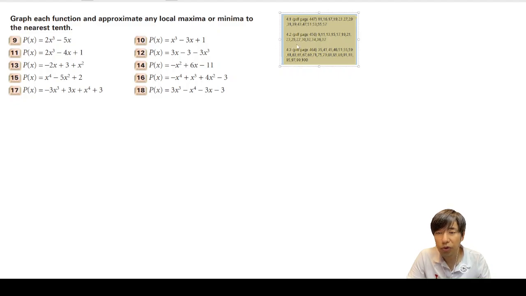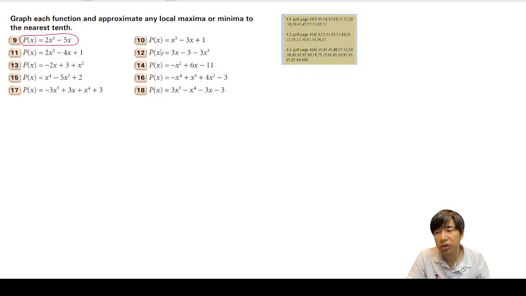This is section 4.2, basically. It says graph each function and approximate any local maxima and minima to the nearest tenth. I said in class that finding the exact location of maxima and minima, local maximum and local minimum, is not part of the curriculum here. But instead, you can graph this using your calculator or Desmos and find out where the maximum or minimum values occur.